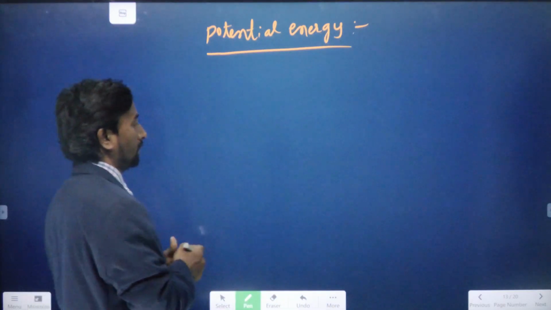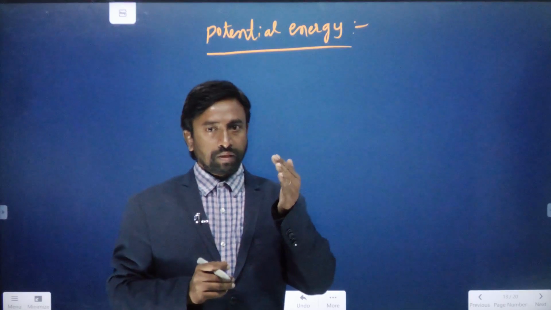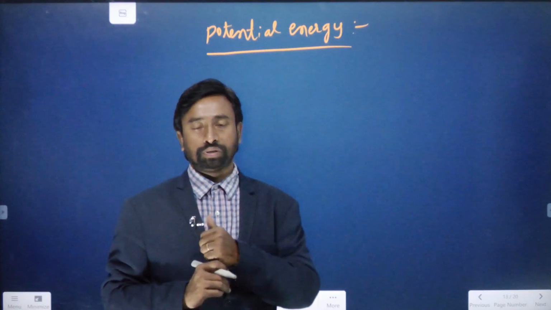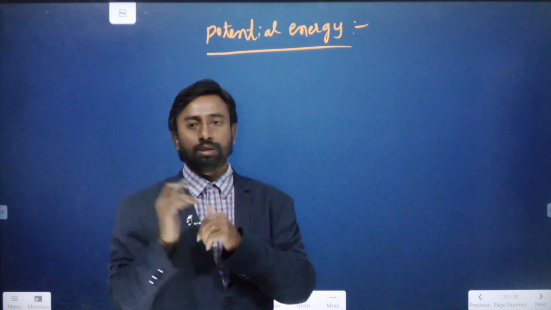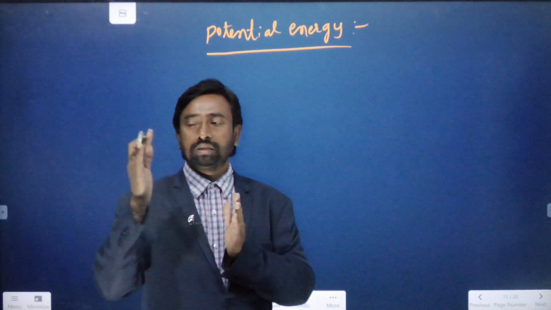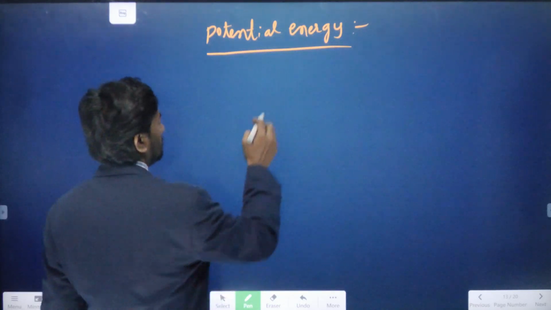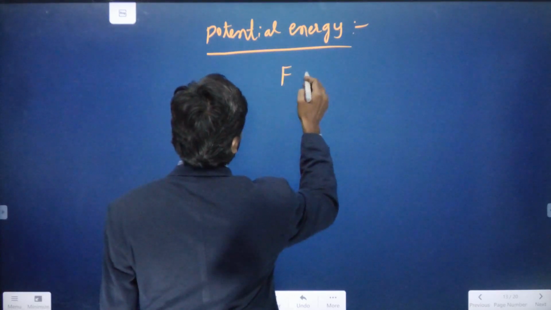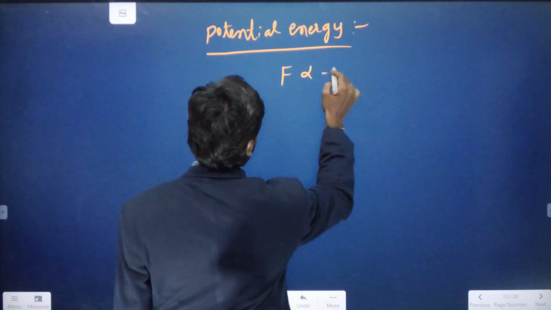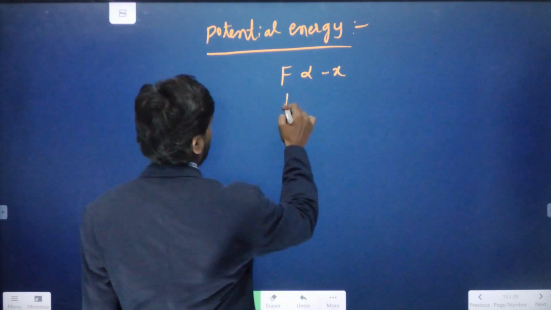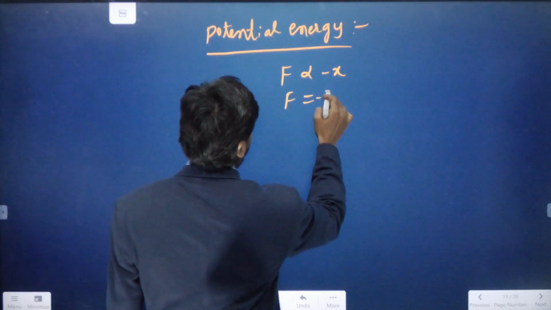Okay. Whenever the particle is oscillating to and fro about the mean position, it has two extreme positions. After reaching the extreme position, a restoring force acts. The restoring force is always directly proportional to the displacement and opposite to the displacement. So we can write F is equal to minus k into x.